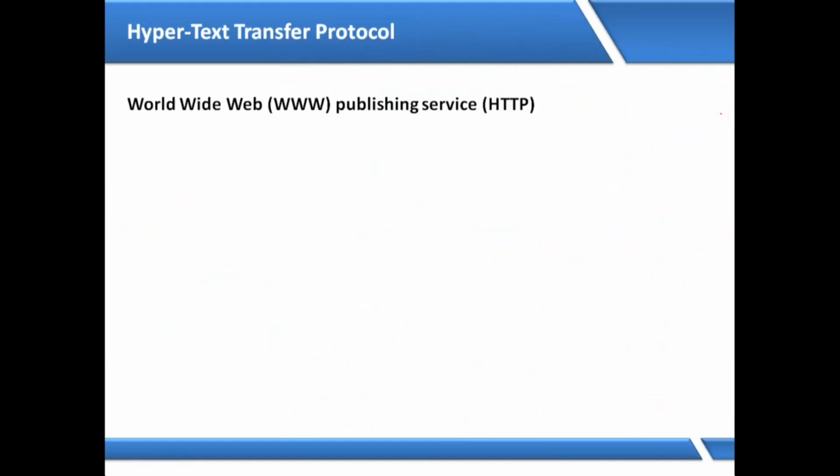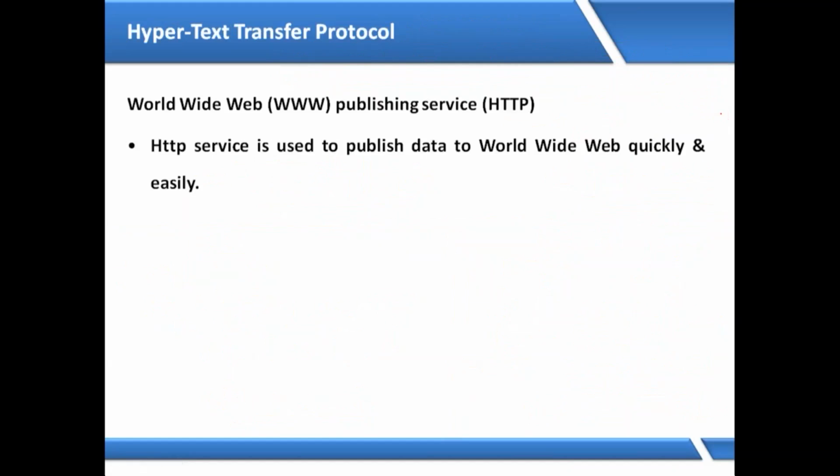Now, first we'll see when we host the website with HTTP. First, we'll discuss that because when we host the website with HTTP, it is easy to publish the data quickly and easily. There is not much difference between HTTP and HTTPS; the difference is only the certificate. Remaining everything is the same. So HTTP is used to publish the data quickly and easily over the World Wide Web.